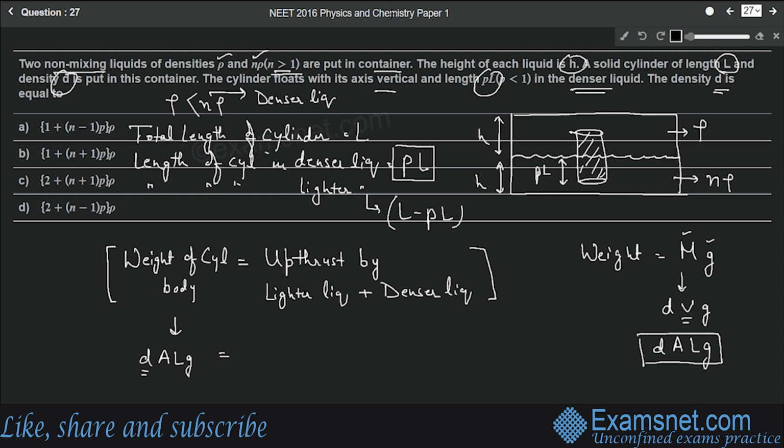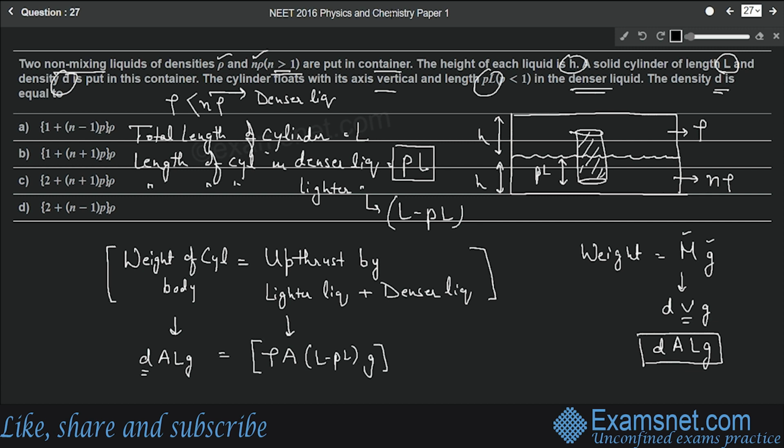So density of the lighter liquid we are talking about, right? Density of the lighter liquid is rho. Then area of cross section will be same, same as the cylinder A. Then what is the length of the cylinder that is present in the lighter liquid? It is L minus PL, right? So L minus PL. Then g. Got it till here? This is the upthrust.